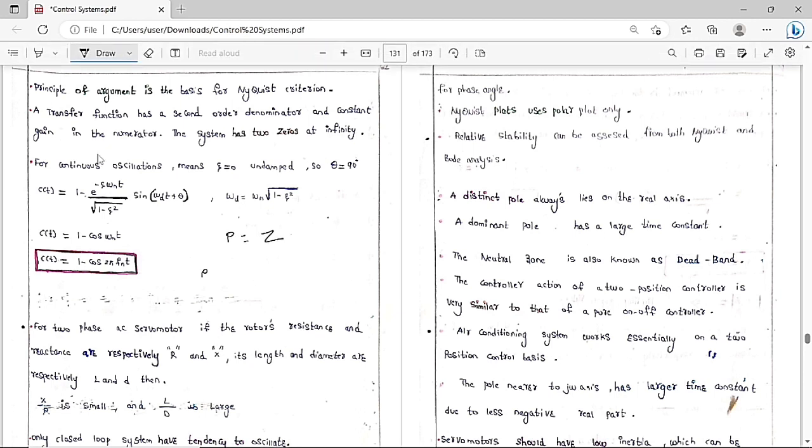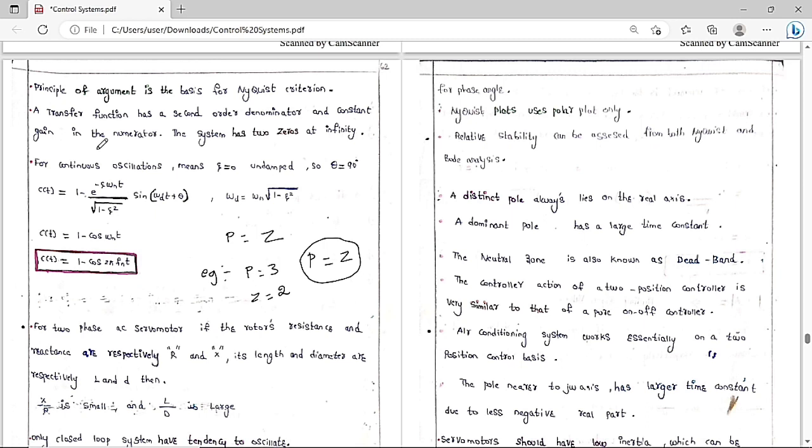Let me take an example. Suppose there are 3 poles and I have only 2 zeros. Then one of the root locus branches is going to terminate at a zero which is present at infinity. So always remember, the number of poles should always be equal to the number of zeros in the transfer function. In this case there are 2 poles, so the remaining 2 zeros will be present at infinity.